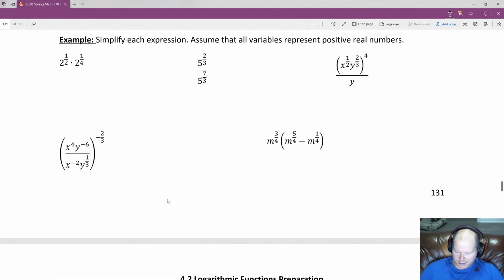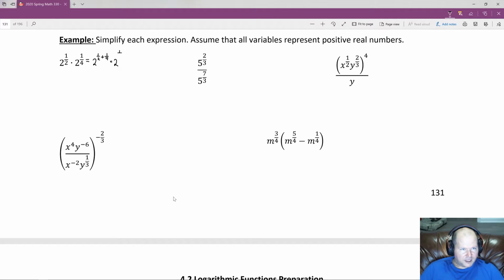Okay, so the next one we have right here. Now, normally we wouldn't be able to, we can just simply use the product rule. The only difference on this one is you're going to use the product rule with fractions. So this would give you 2 to the 1/2 plus 1/4. So your big problem here is just simply going to be adding 1/2 to 1/4.